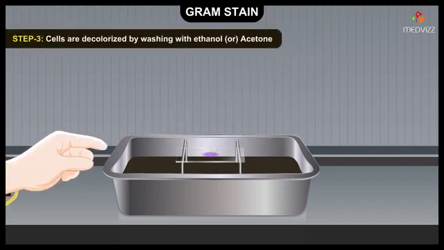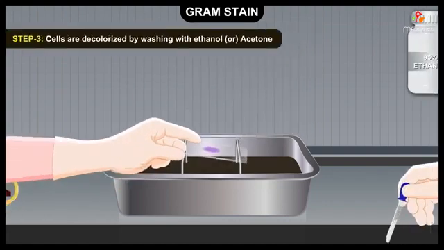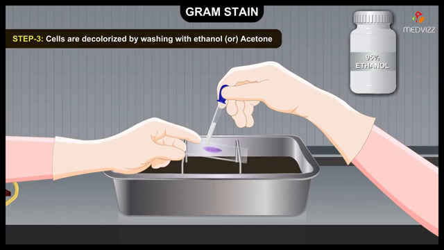The cells are then decolorized by washing with ethanol or acetone. This is the differential step. Gram-positive bacteria retain the crystal violet, whereas Gram-negative bacteria do not. The ethanol or acetone should be added drop-wise, with the slide tilted at an angle, until the drop coming off the edge of the slide just starts to become colorless.